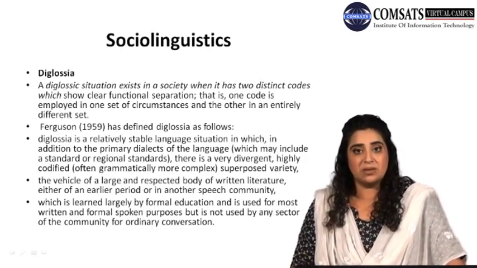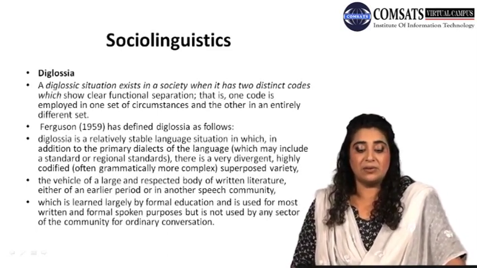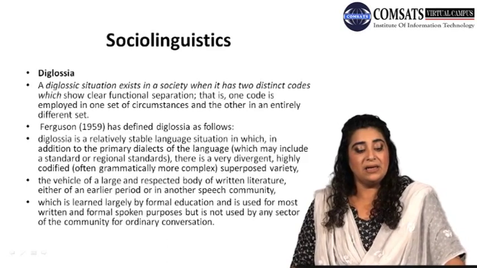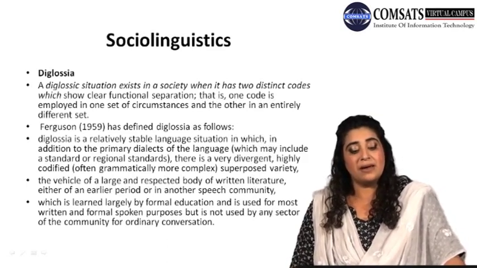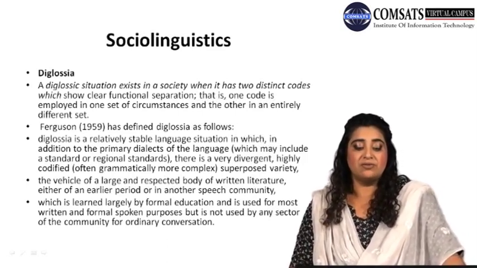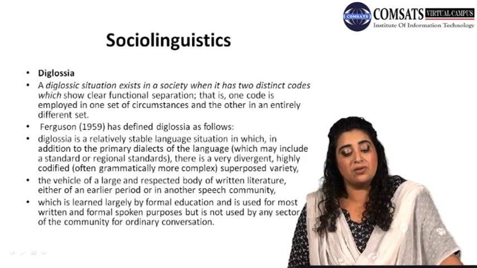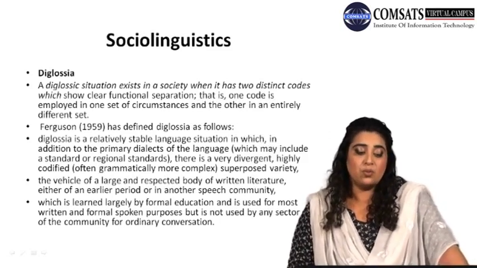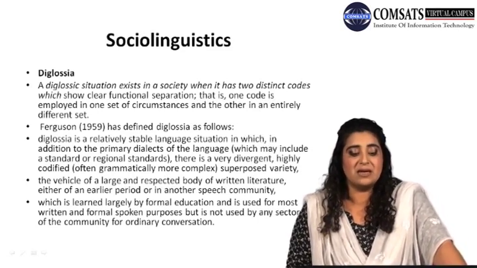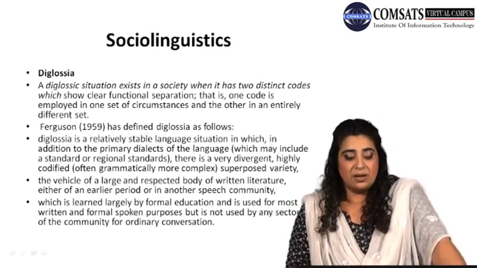Diglossia is a relatively stable language situation, in which, in addition to the primary dialects of the language, which may include standard or regional standards, there is a very divergent, highly codified, often grammatically more complex, superposed variety, the vehicle of a large and respected body of written literature, either of an earlier period or in another speech community. So, it would be a relatively stable language situation, that means that there would be, in addition to the primary dialect, the standard.